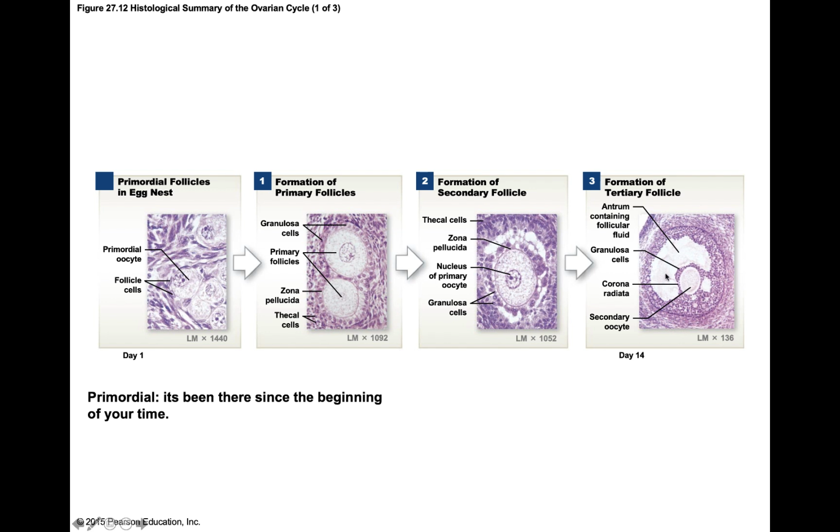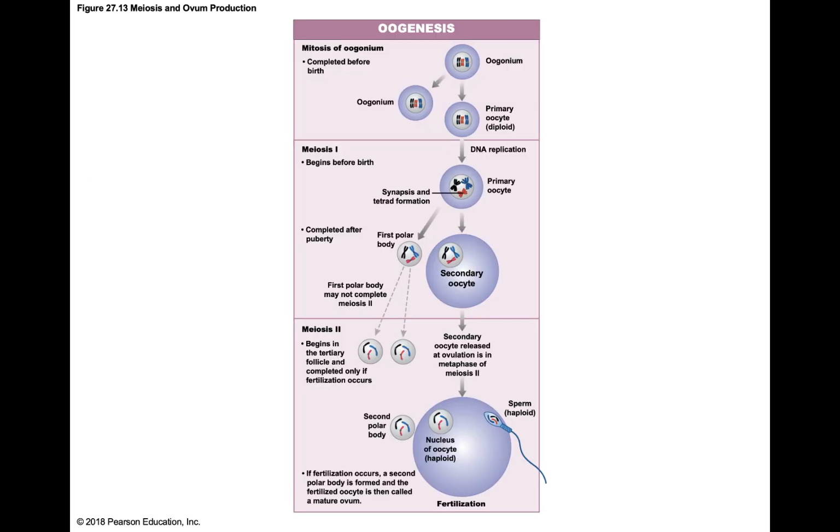This tertiary follicle, like I said before, is so large that it creates a bulge on the surface of the ovary that can sometimes cause tenderness and soreness around. Just like spermatogenesis, oogenesis also goes through mitosis, then meiosis 1, meiosis 2, and then there's fertilization.